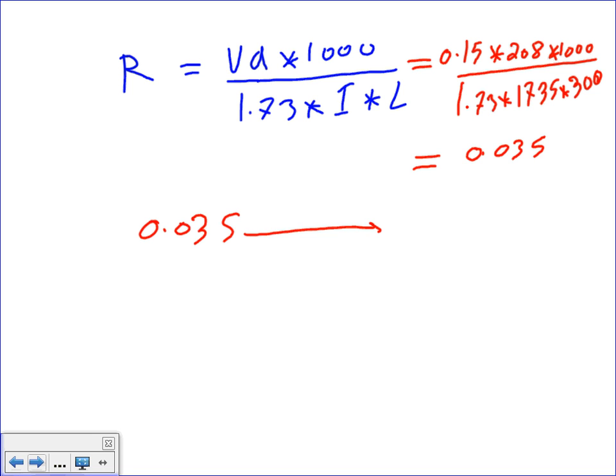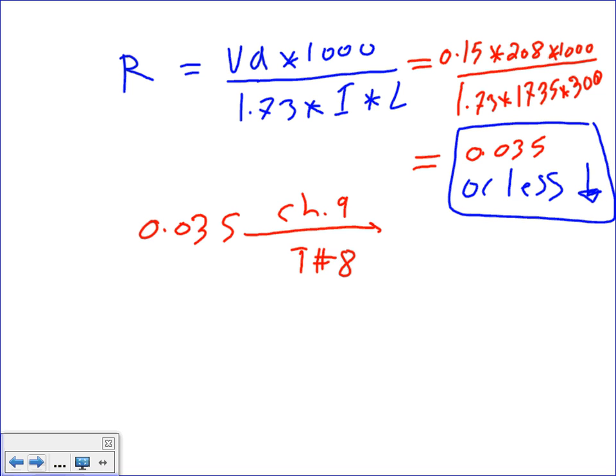Then we're going to take the 0.035 all the way to chapter 9, table 8. What do you get? Or less. So we go down. 400 kcmil. How many conductors? 3 conductors, 400 kcmil. Anybody come up with something different? Now, what did we find for the ampacity calculation?